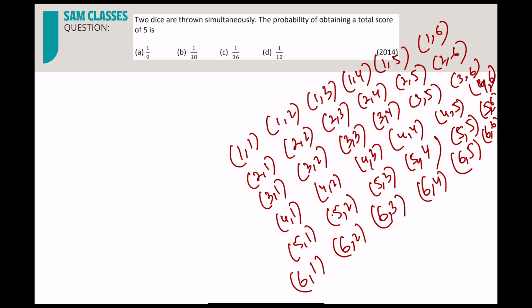Now they're telling us two dice are thrown, done. What is the probability of obtaining a score of 5? Where we are scoring 5: 2 3, 3 2, 4 1, 1 4. So these sum up to 5. How many? 4 out of a total of 36. So 4 by 36, everybody knows the answer: 1 by 9. Very good.